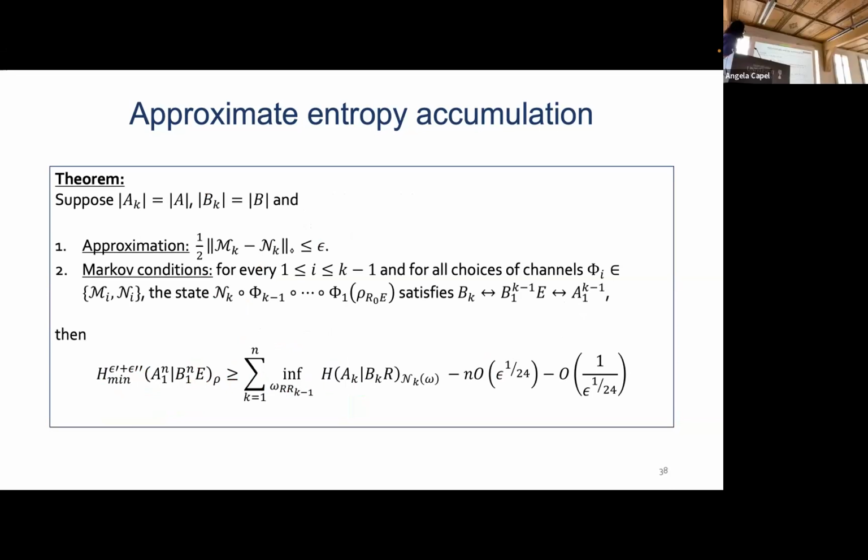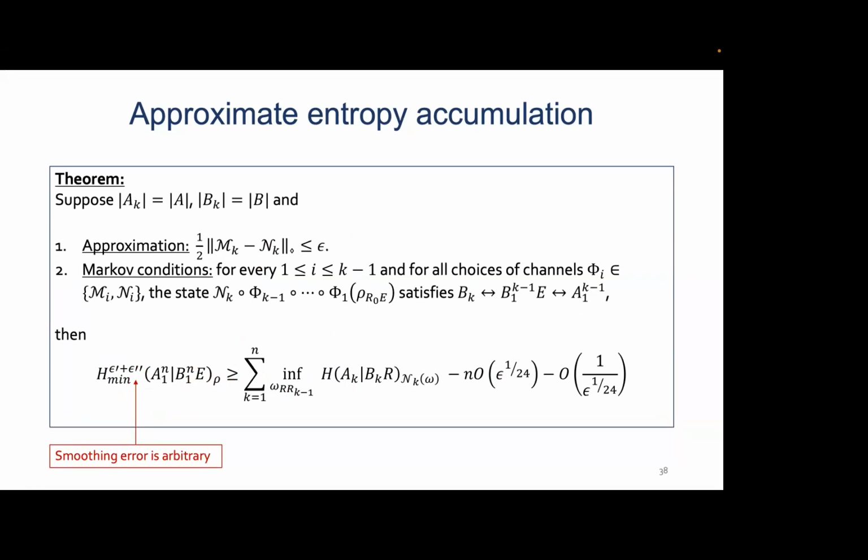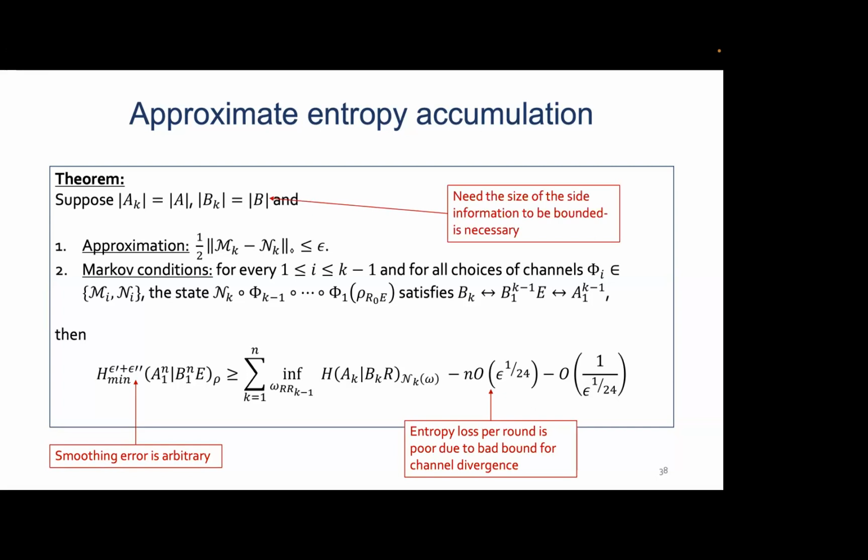So these are the Markov chain conditions which the maps N need to satisfy. And the main points of this theorem are that the smoothing error this time can be made arbitrarily small. That's great. The rate loss per round is small, but it's still bad. The reason for that is the fact that our channel divergence bounds were bad. But if one of you can improve those divergence bounds, then this term also improves. Lastly, we also need some sort of a bound on the size of the side information. This is not a limitation of our technique. It turns out that this is necessary for proving a bound like this.